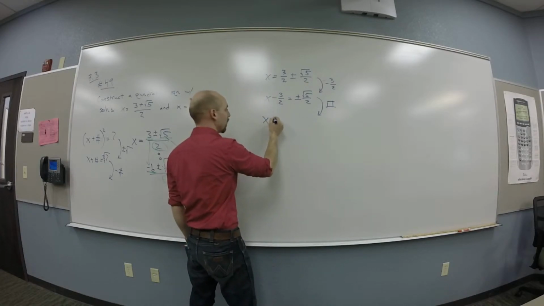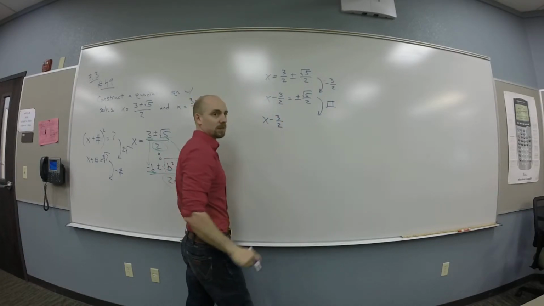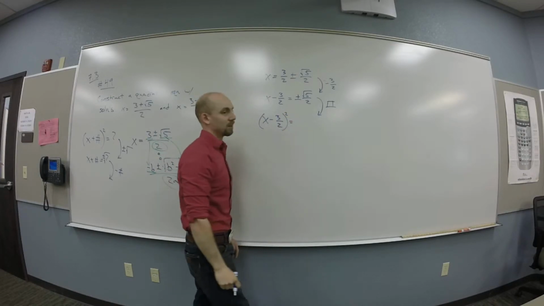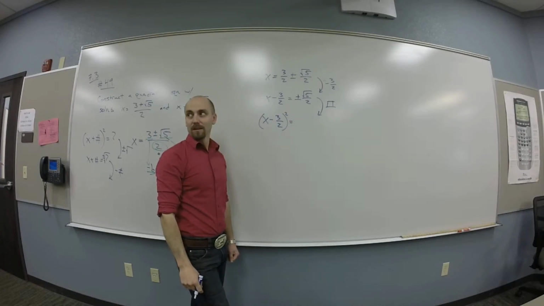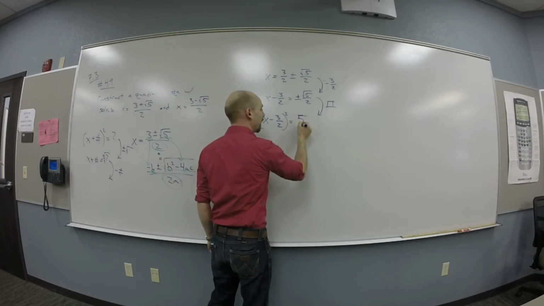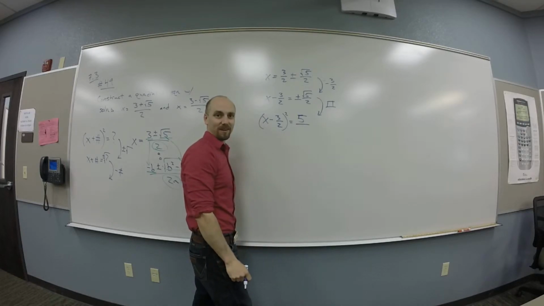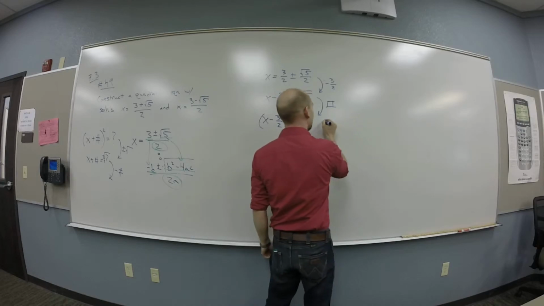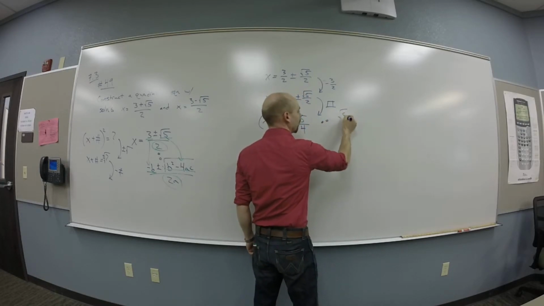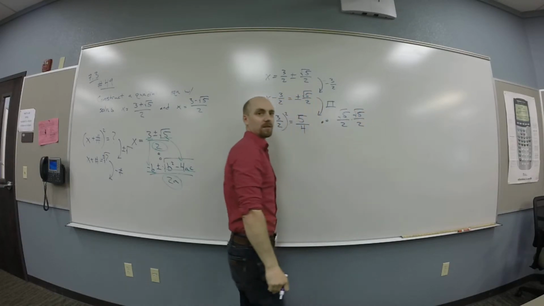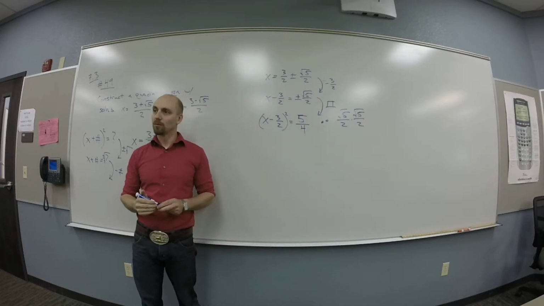So I'm going to get X minus 3 halves squared is 5 over 4. You guys all see that? I'm really thinking to myself, root 5 halves times root 5 halves. Squaring both sides.